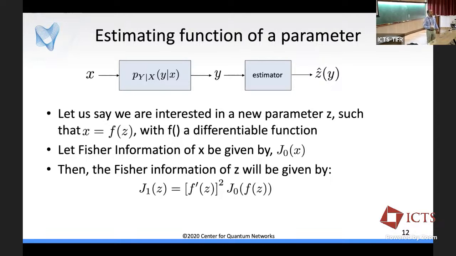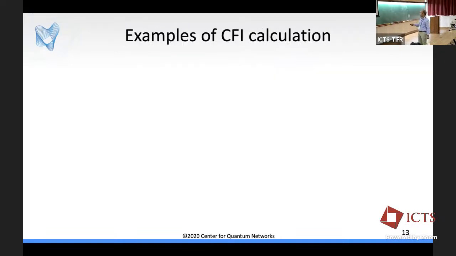Have you heard of Jacobians in calculus? You probably have used that in a different context, but it's basically the idea of the Jacobian. So you can write down the Fisher information for Z from the Fisher information of X with X substituted as F of Z, but you need this additional correction term, which is the square of F prime of Z. We'll actually use it in some examples that we'll derive together. So let's remember how you estimate a function of the parameter.